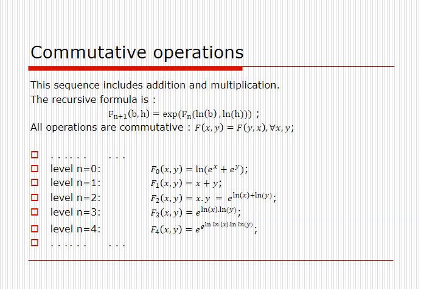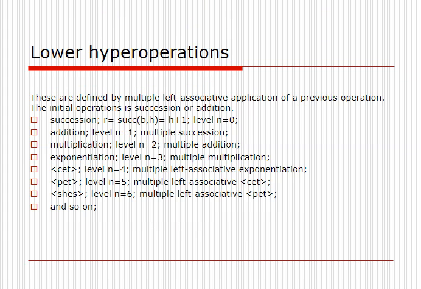Commutative operations were put forward by Albert Bennett a century ago. What is interesting is that for all operations, their arguments commute. The lower hyperoperations are constructed by applying operations left associatively. With big arguments, they grow slower than the hyperoperations.